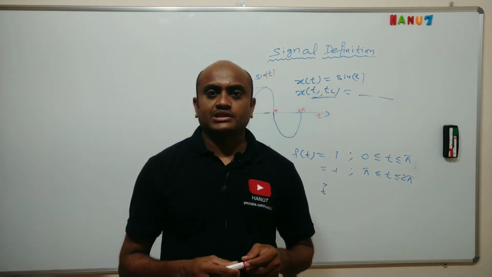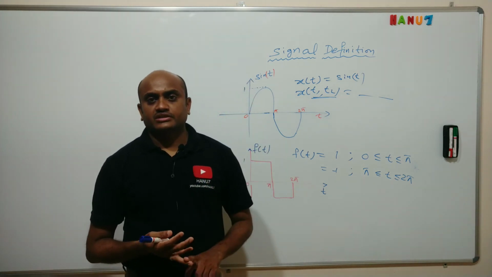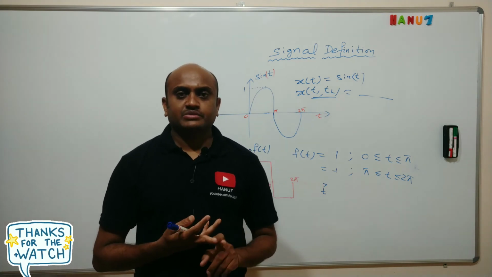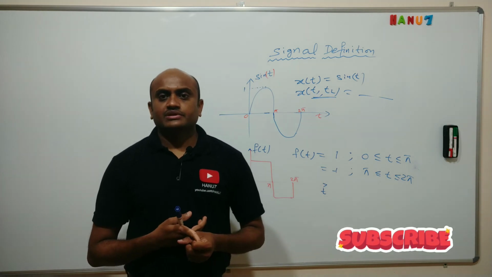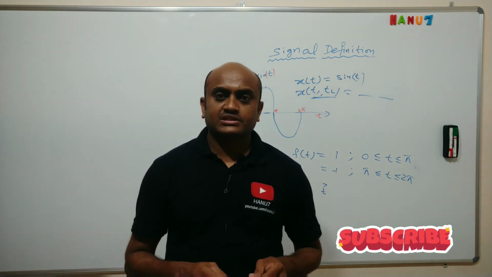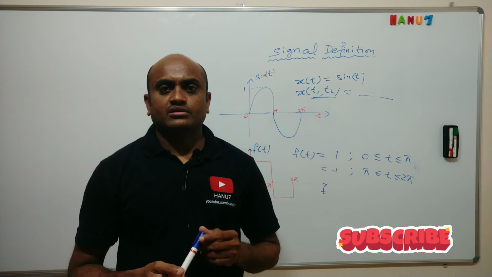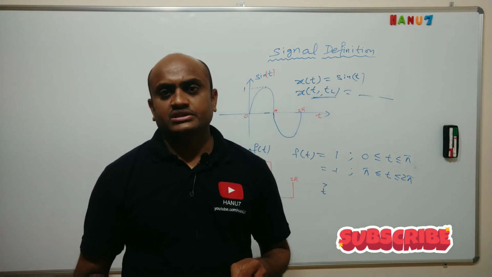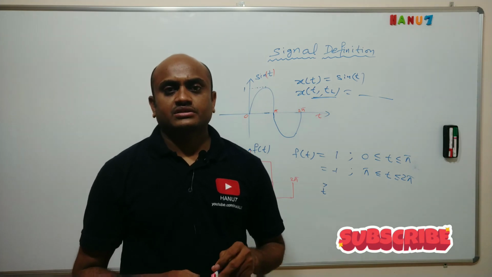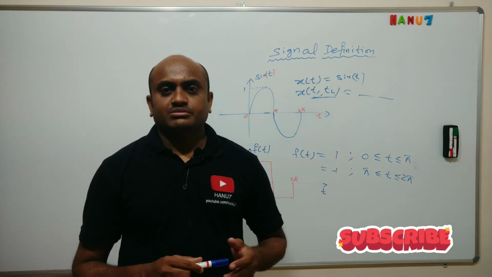Hope this is clear: definition, graphical representation, mathematical representation, and then types. Then we will discuss three other important types of signals in the next module. They are analog, discrete, and digital. So explore these three topics so that the next discussion will be easily understandable for you.